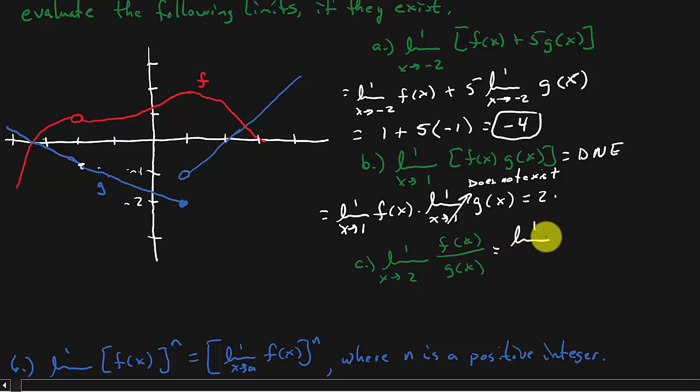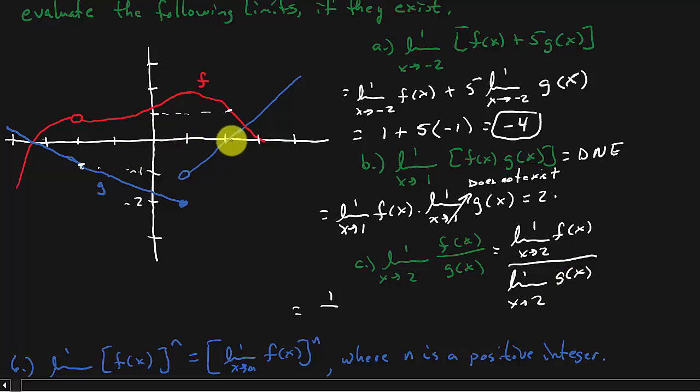Well, this is the limit of f of x as x goes to 2 over the limit of g of x as x goes to 2. And so what do we get here? Well, the limit of f of x as x goes to 2, looks like we're about right in here, so we'll call that 1. So that's equal to 1 over the limit of g of x as x goes to 2.